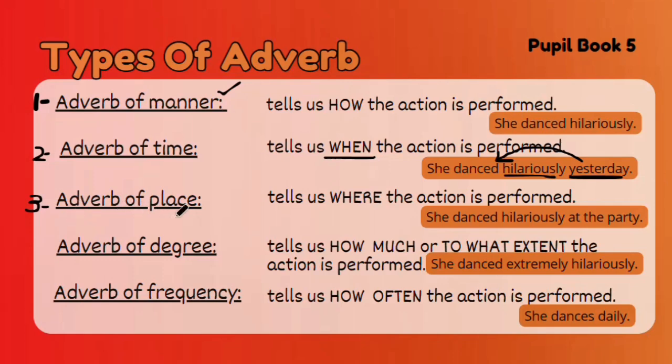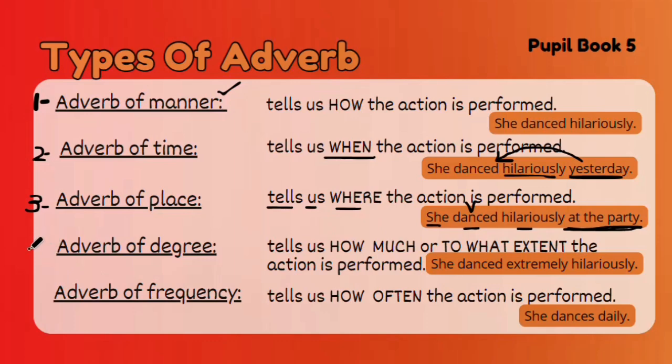Third, we have adverb of place. Adverb of place tells us where the action is performed, right? For example, she danced hilariously, where? At the party. So this thing, at the party altogether, will be your adverb of place because it is telling us something about this action that is danced. She danced where? She danced at the party, right? So giving information about the verb, adverb.